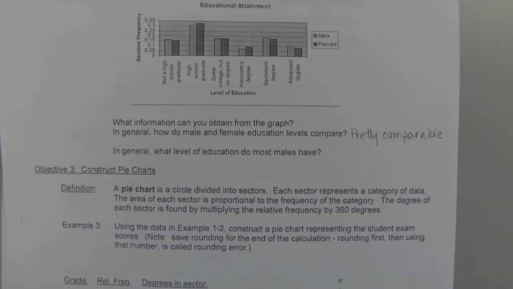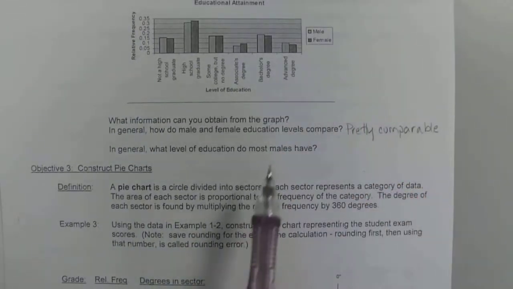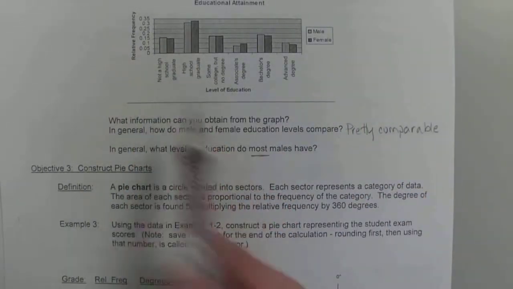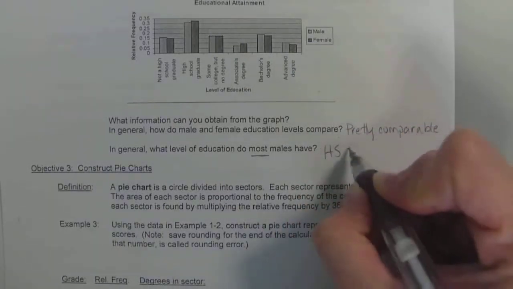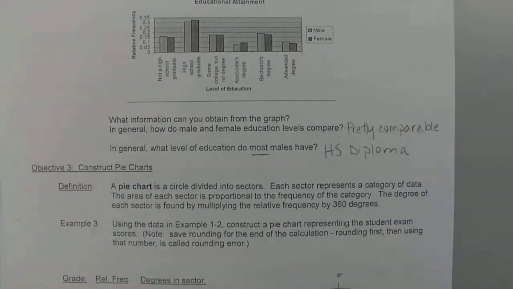All right, so that's how you can use it to compare, but I can still ask you individual questions about males or females. So I asked you, in general, what level of education do most males have? High school diploma, right? We're just talking about males, so we're only looking at the light gray, and I want to know most, so that's just the highest, which goes with high school diploma. All right. I like the side-by-side bar graphs. I think it's a way to cut corners and get plenty of information without having to do a whole lot. Is that all right?